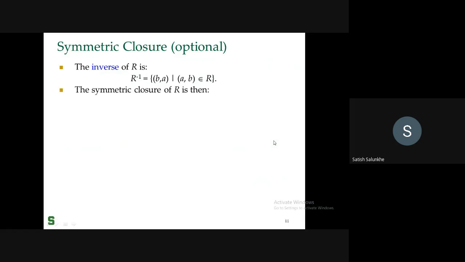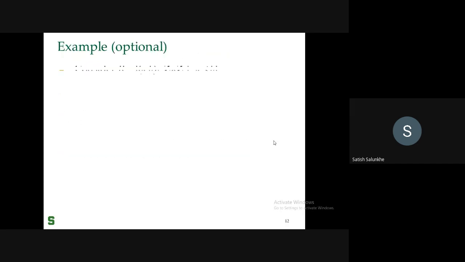So the point of discussion, symmetric closure of R is R union R inverse. That's it. Let's go ahead.